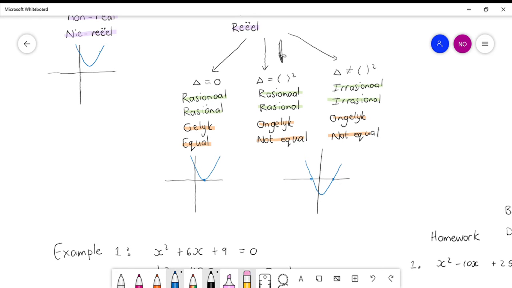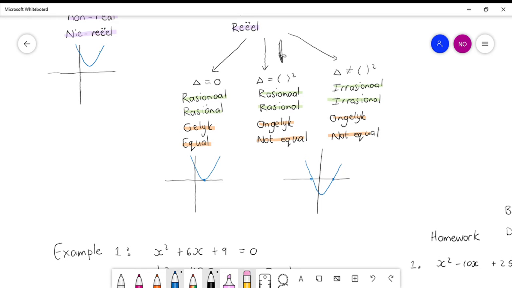So then you say it's real, it's rational, but it's not equal. Okay. Real, rational, ongelyk. Everyone still with me? Those you need to study, my boys. Study. Okay. And then any other number, if the little triangle is equal to 5 or 6 or 7 or 8 or whatever, anything that you do not know, the root form of this is a whole number. You say it's real, it's irrational, and it's not equal.